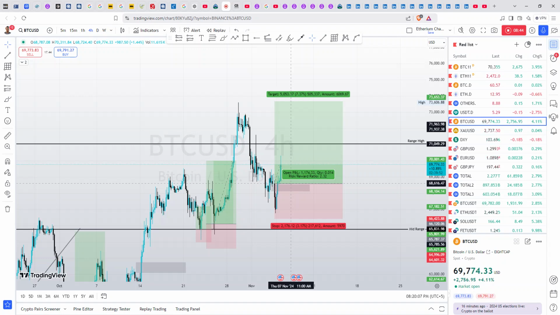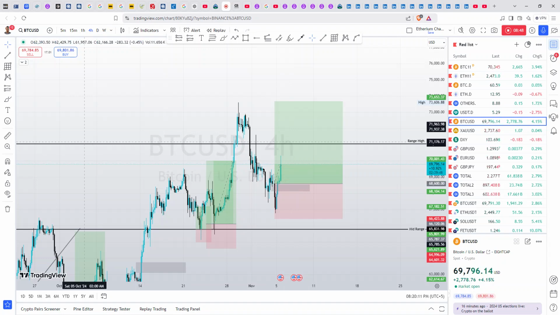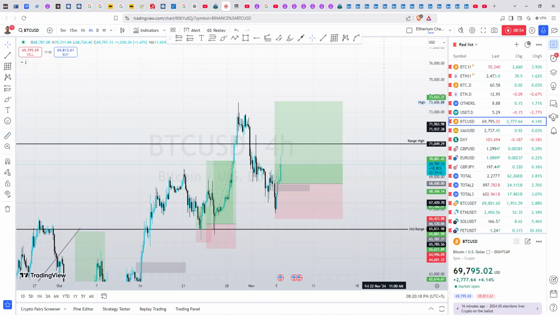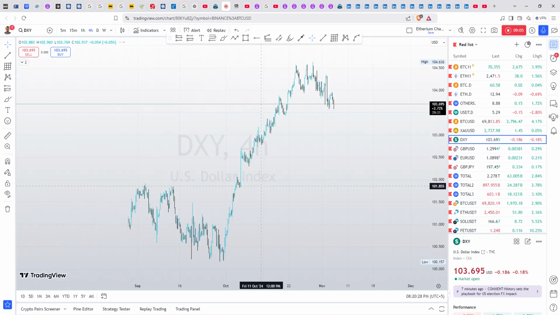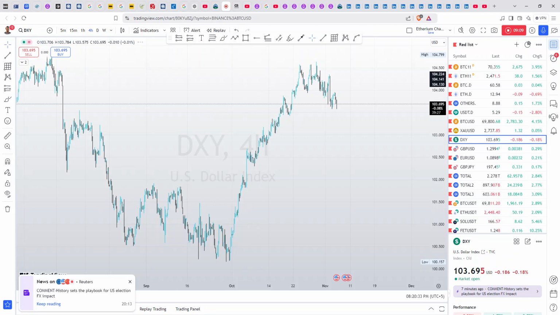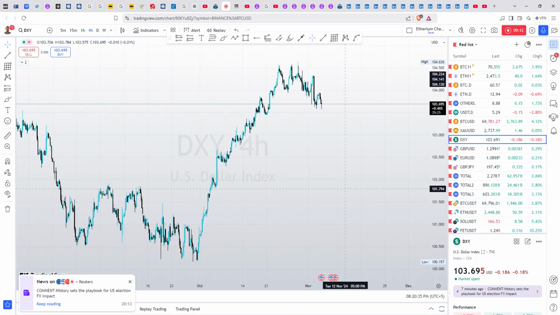So our trade on the 4 hour is going on. It's going up, and we are at $17 to $18 in profit, excluding tax. So I think let me go to the dollar index. Oh my god, the dollar index is having a lot of downside liquidity.